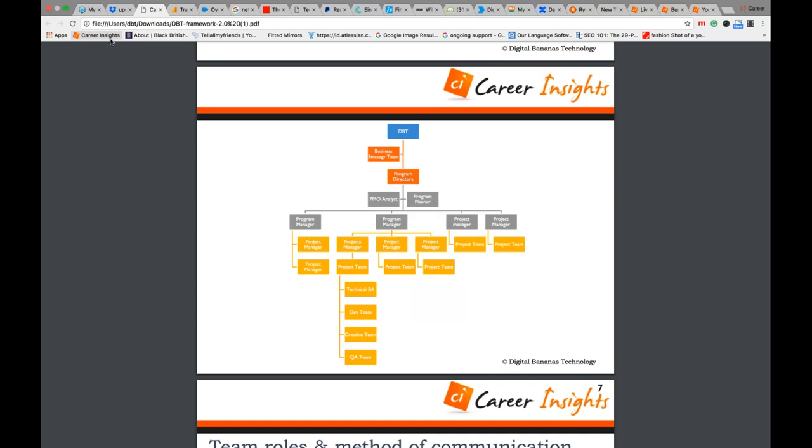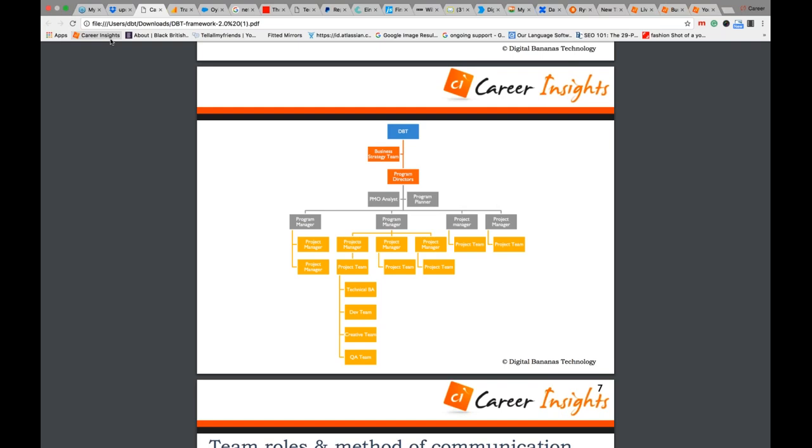So if you look over here, it's a clear structure. You have the business strategy team, who come up with a strategy and hand over to program directors. The program directors now have the PMO office, which includes the PMO analyst and the program planner, and they maintain the program office and manage the portfolios of projects and programs. Then the project managers manage the implementation of each of those.